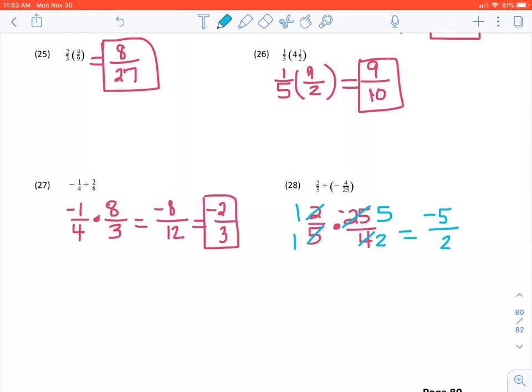Now I'm going to change this back into a mixed number. 2 goes into 5 twice with 1 left over. So my answer, not negative, that's wrong. Hold on. There we go. That would be over 2. So my answer would be negative 2 1/2.